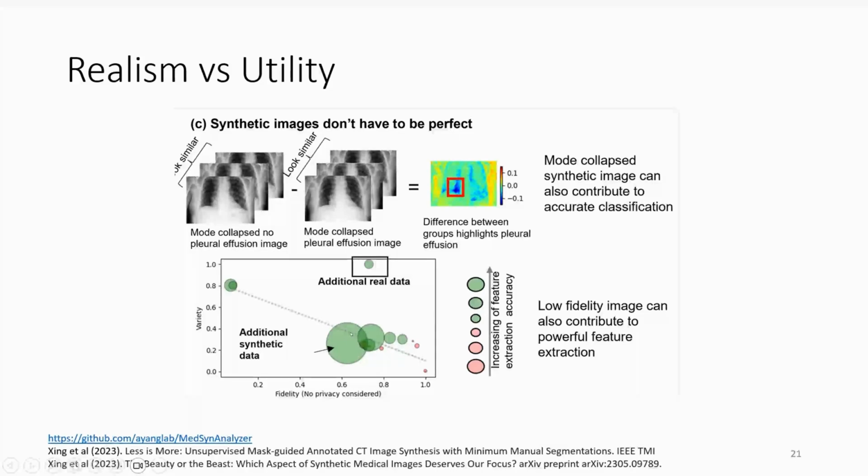Right. So this is a very good conclusion in terms of comparing realism and utility. So in terms of medical imaging, I think it's important to have better utility than realism, compared to, let's say, computer vision or images in the wild, where you actually care more about just the fidelity.